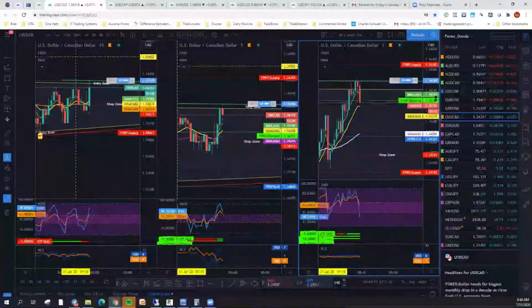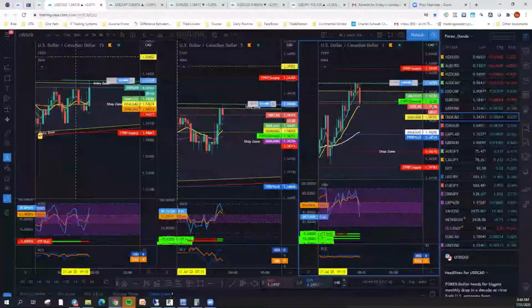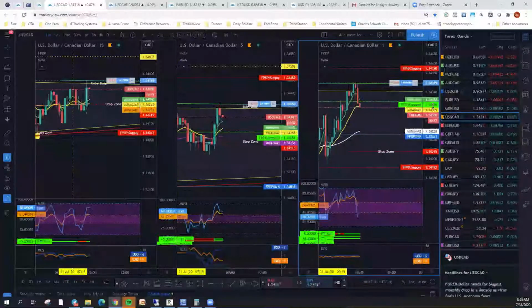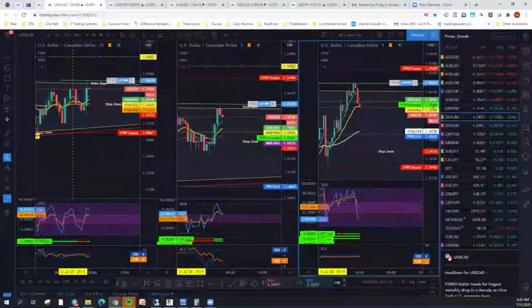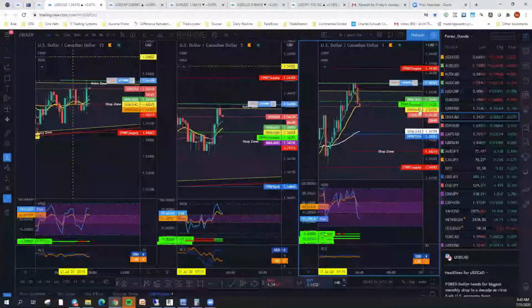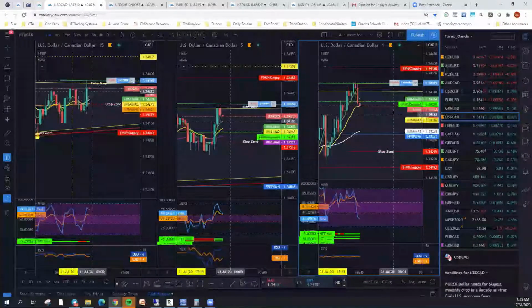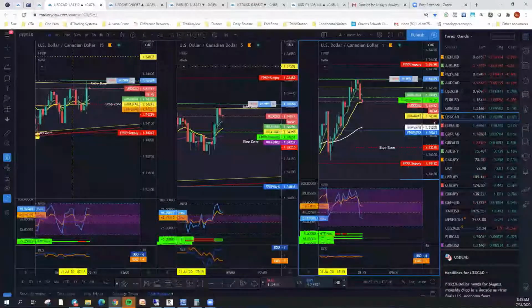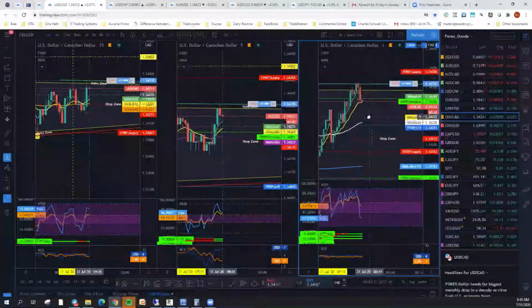Have you found that the USDCAD is notorious for head fakes? It does that a lot. I still think the long is in position here, but I just think that wiggle room, we're going to need it.